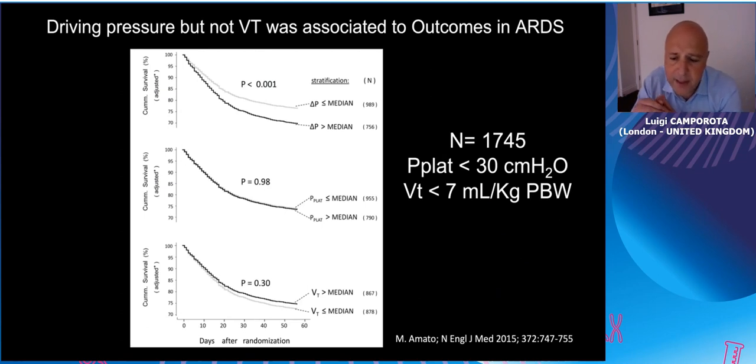And this becomes very clear when you see epidemiological data that says it doesn't really matter what tidal volume you give above or below 7 mils per kilo predicted body weight. The mortality does not change and the plateau pressure has less of an influence. But what is influential is the driving pressure. Patients who received a driving pressure above the median had an inferior cumulative survival, so there was higher mortality compared to the patients who had low driving pressure.